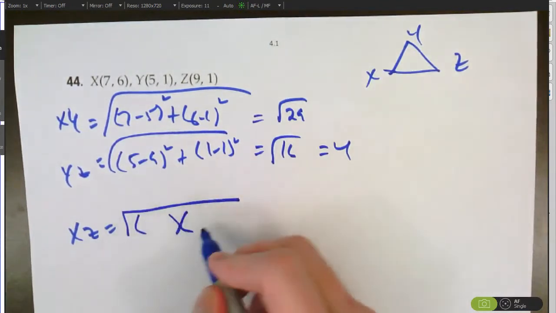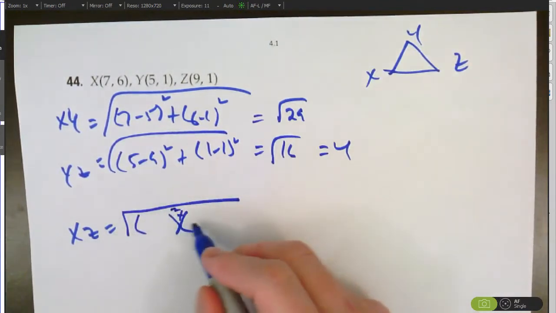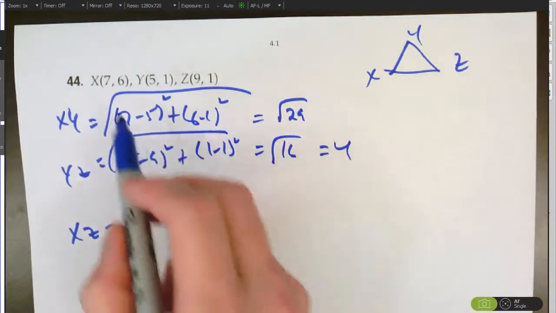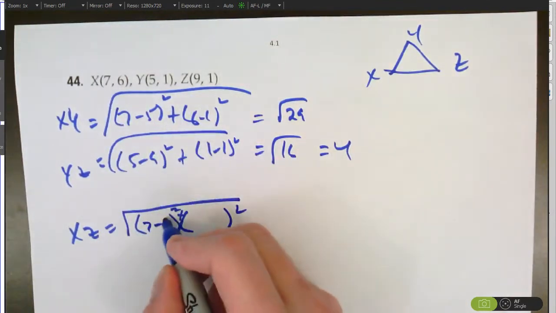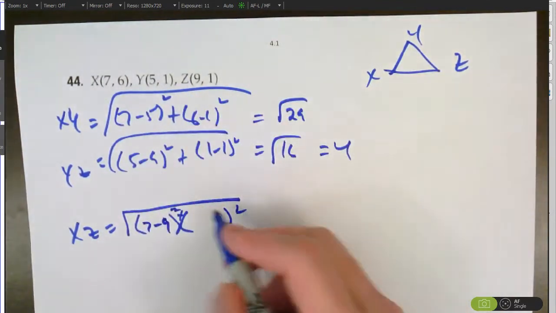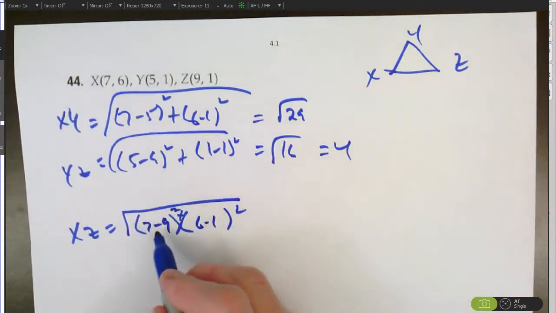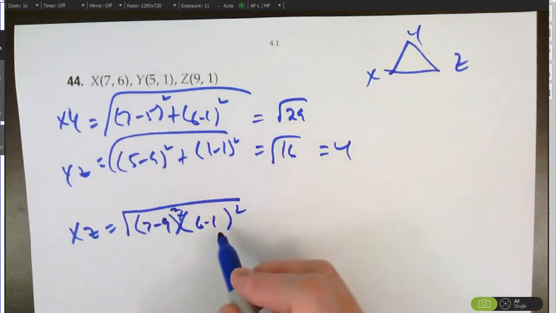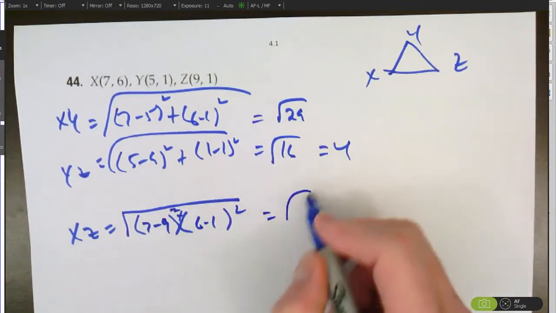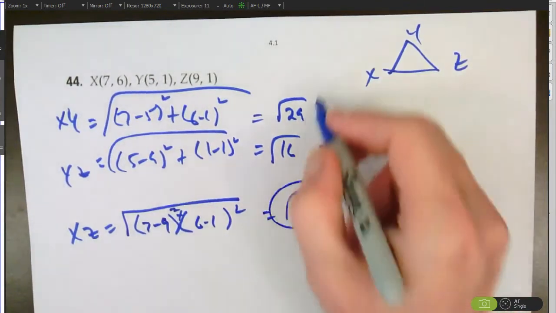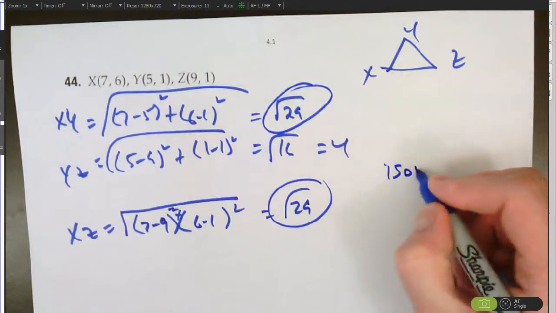The next one, xz. 7 minus 9, and then 6 minus 1 again. So we're going to get 4, because it'll be negative 2 squared, plus 25, because 5 squared is 25, root 29. Hey, look at this. These two match, so it must be isosceles.